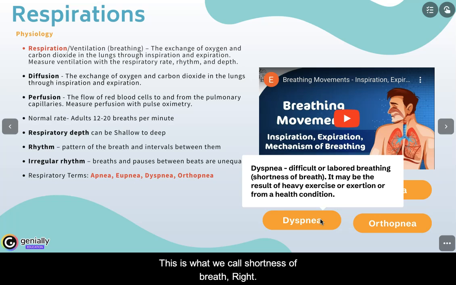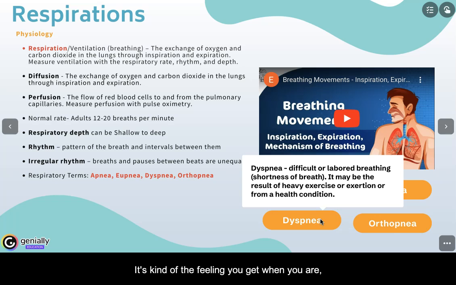Okay, dyspnea is difficulty or labored breathing. This is what we call shortness of breath, right? It may be a result of heavy exercise or exertion from a health condition, right? It's kind of the feeling you get when you are, say, running up a mountain. You feel short of breath, right? That's dyspnea.